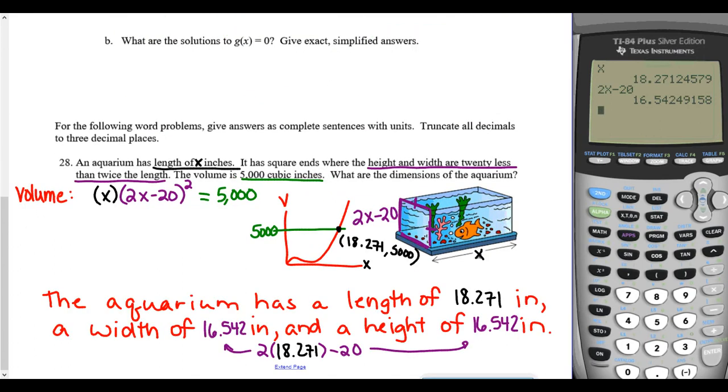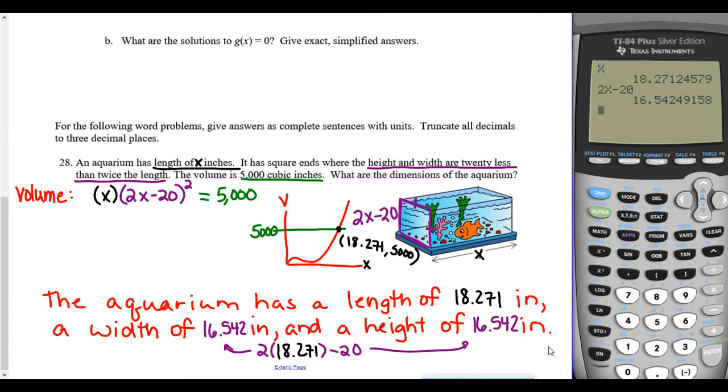Okay, so in my final answer, I need to give the answer as a sentence. So I'm saying the aquarium has a length of 18.271 inches. I make sure to put the units. And then when I plugged that in for x, I got a width of 16.452 inches, and that's also the height as well.